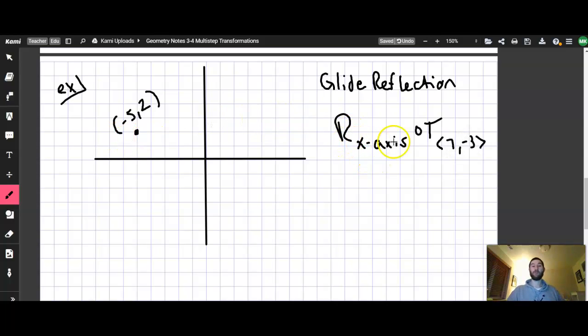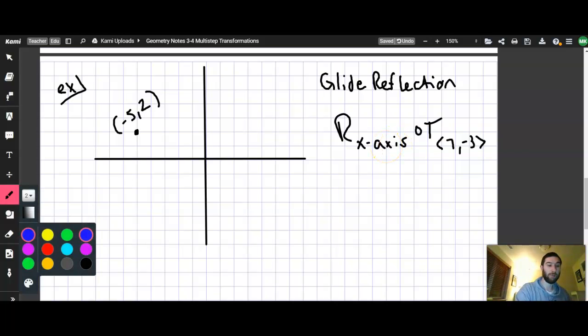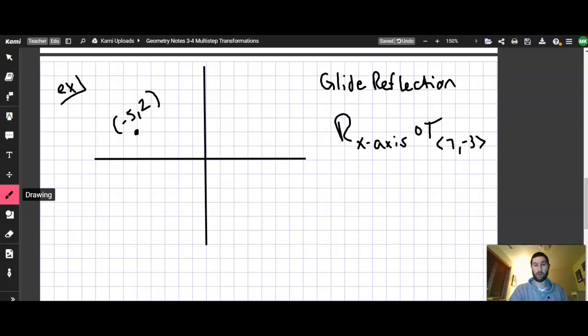So first, reflect over the x-axis. Let's go ahead and make this particular image in blue, because who doesn't love a good color blue, right? So here's our x-axis. For this single point, we just want to find that perpendicular distance away. In this case, that's a distance of 2. So 2 down, right there, is our image.